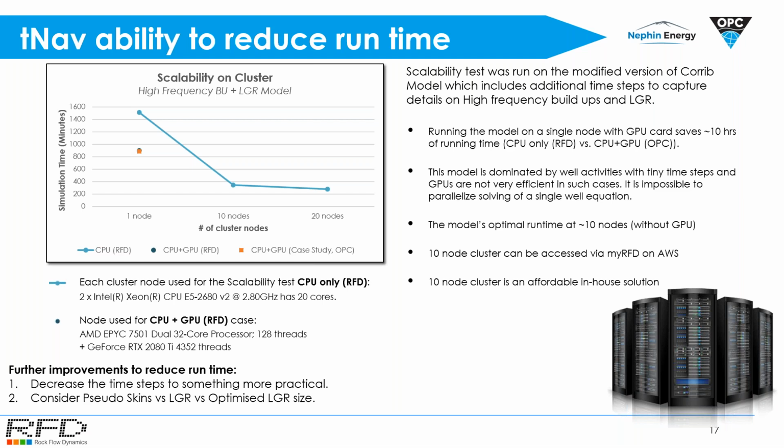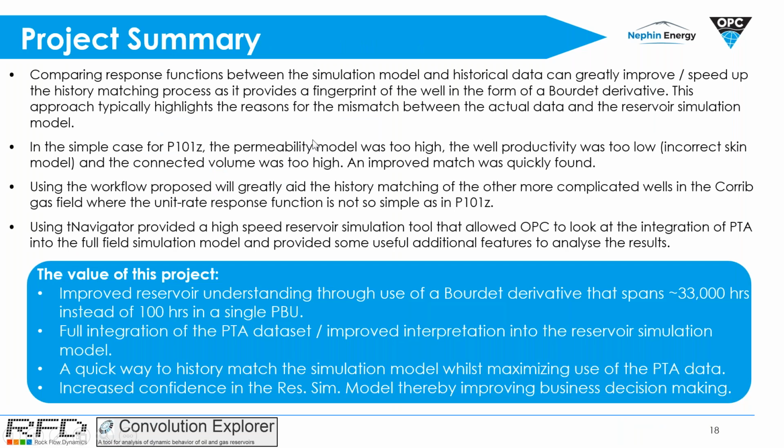But going through the process of exporting the data to convex is actually very fast, and it tells you exactly what's wrong, and for the case of P101Z, exactly what's wrong with my simulation model. So, project summary: comparing response functions between the simulation model and historical data can greatly speed up the history matching process, as it provides a fingerprint of the well in the form of a Bourdet derivative. This approach typically highlights the reasons for the mismatch between the actual data and the reservoir simulation model.